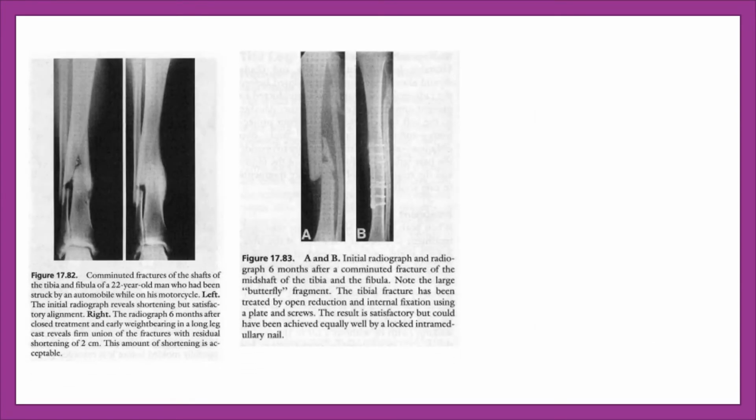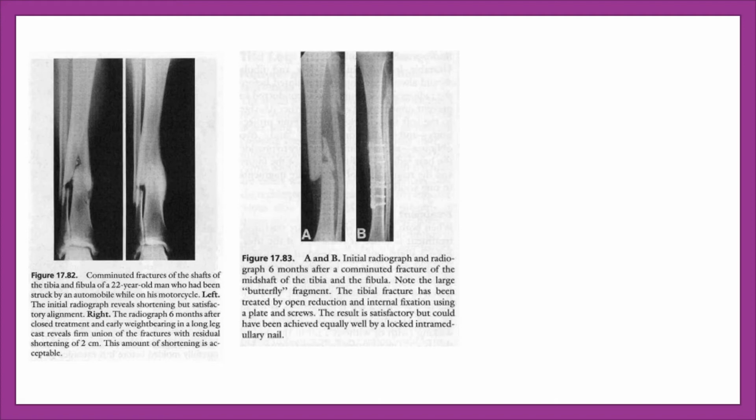Figure 17.82. Comminuted fractures of the shaft of the tibia and fibula of a 22-year-old man who had been struck by an automobile while on his motorcycle. Left, the initial radiograph reveals shortening but satisfactory alignment. Right, the radiograph 6 months after closed treatment and early weight bearing in a long leg cast reveals firm union of the fractures with residual shortening of 2 cm. This amount of shortening is acceptable.